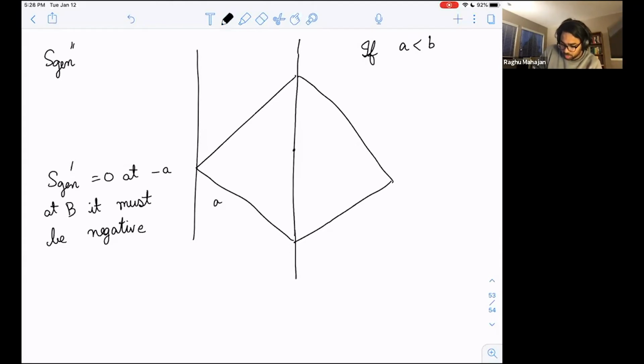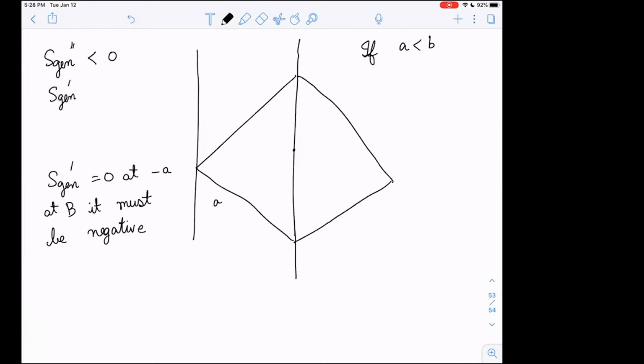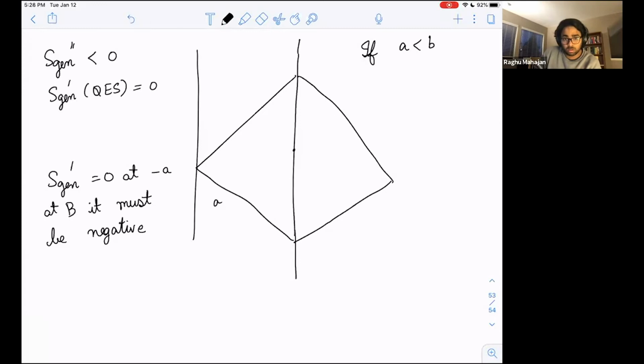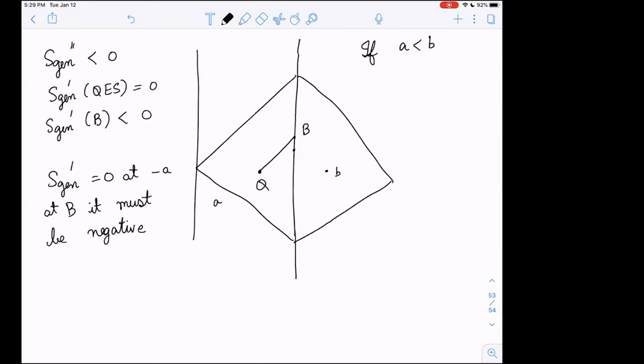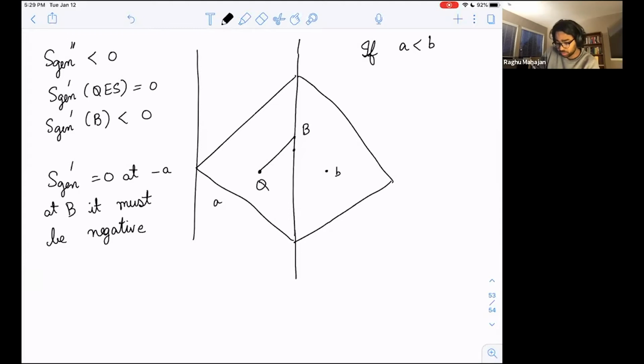Because SGen double prime is negative, right? This is the quantum focusing conjecture. Yes. SGen prime at the QES is 0. So let's say the QES is here, and you shoot this all the way to the boundary, to the point B. So this means that SGen prime at the point B has to be negative, right? Because the second derivative is negative, so the first derivative must decrease.